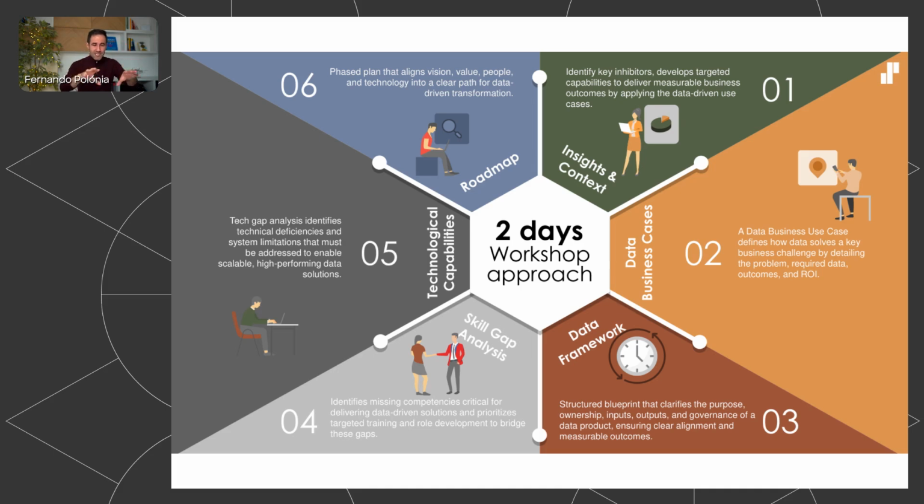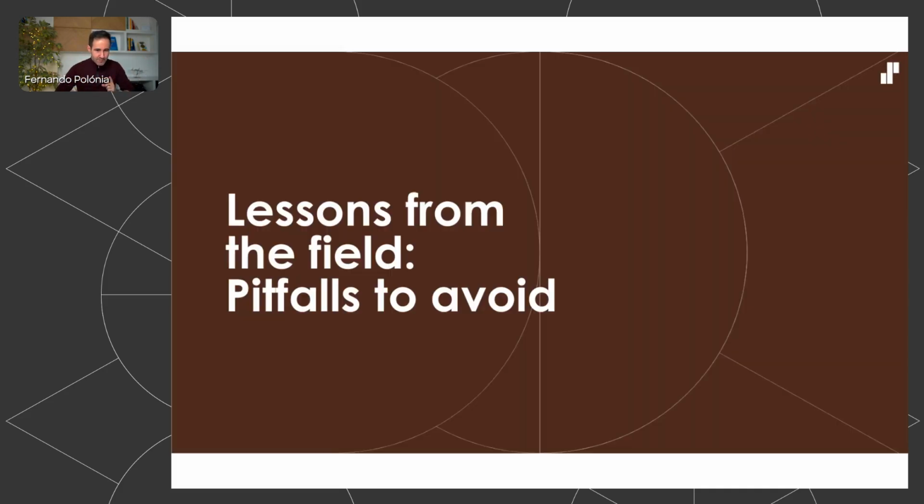So the context, the insights, the problems, the business cases from the business, the data framework, so how things are going to be managed, governance, if you will, skill gap analysis, and the technological gap analysis as well. So when we look at technical capability is what we're going to need there. And finally, a roadmap, always twofold: roadmap for the entire initiative and the roadmap for the very first phase. Right.